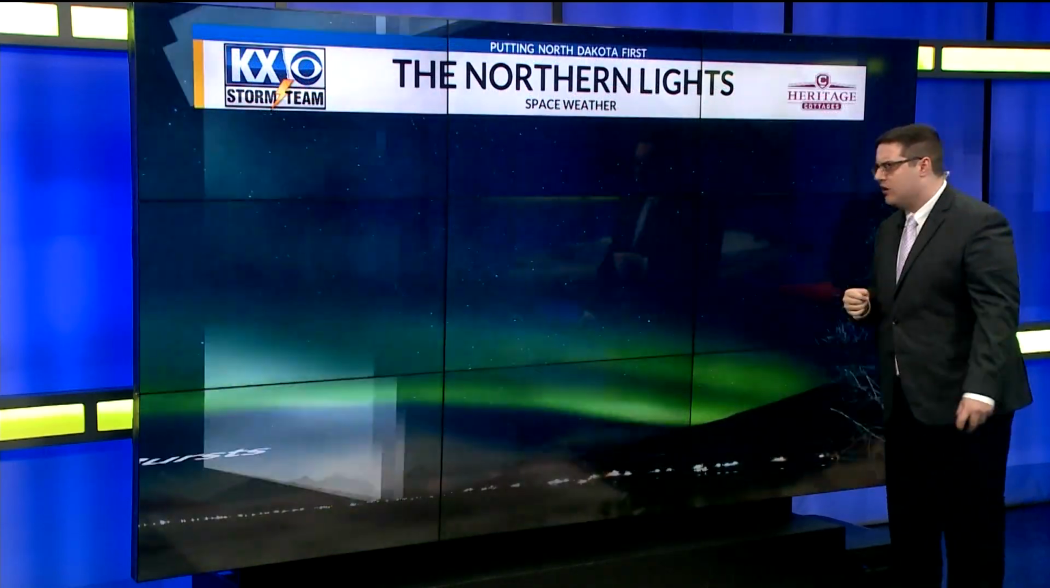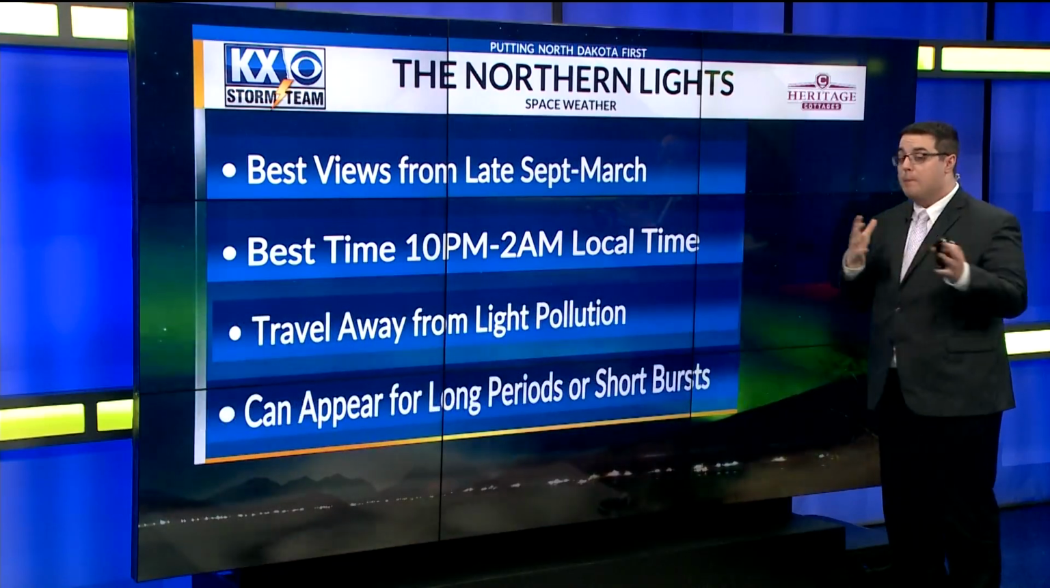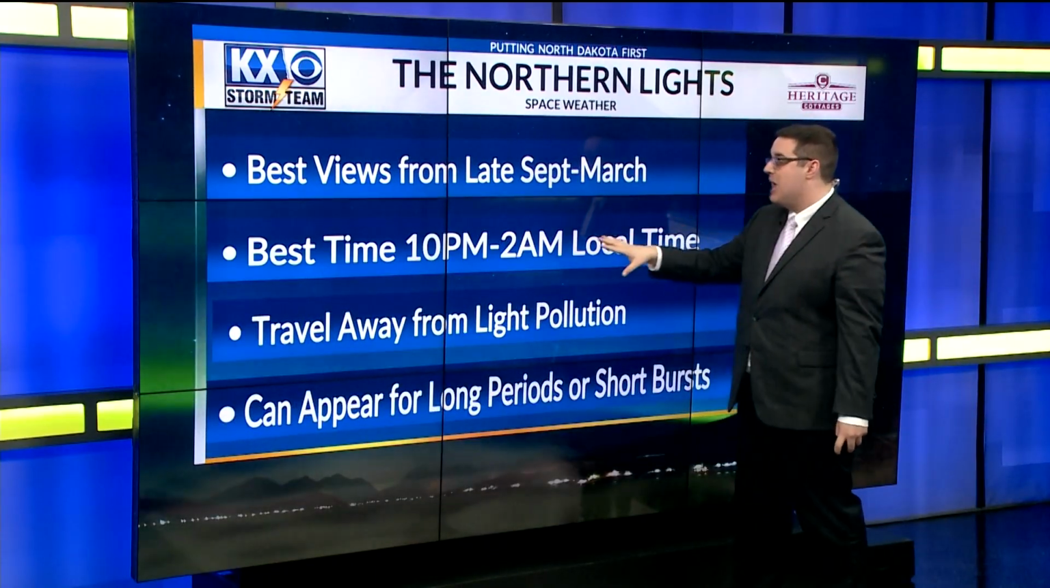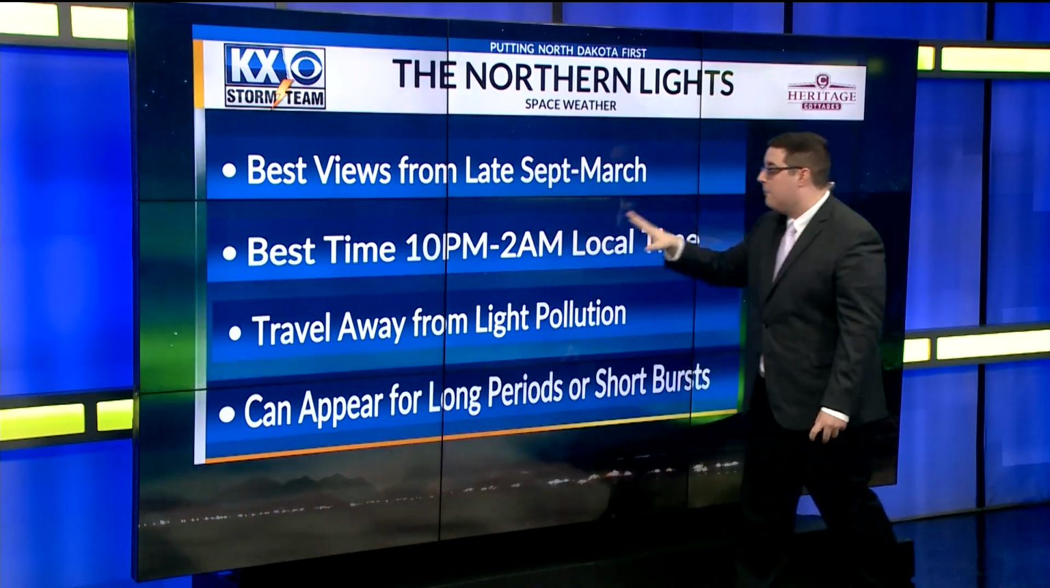Some more facts about your auroras. Well, they can be seen any time of year, but our peak view, or our best viewing months, are going to be late September into March. Our best time is right around 10 p.m. to 2 a.m. local time.